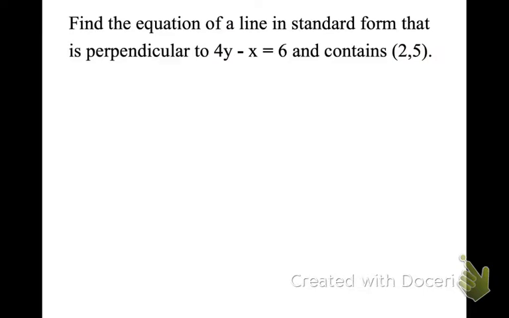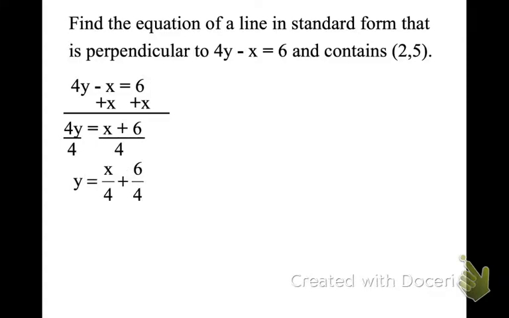All right, so now we're doing the same thing, only they want it in standard form. That's x and y on the same side, no fractions or decimals. So we're going to start with getting our equation. We have to find the slope, because remember, same slope means parallel. Opposite reciprocal slope means perpendicular. So we're going to find the slope of this line. Adding x to both sides, divide all terms by 4. So that really becomes a 1/4, right? M equals 1/4.